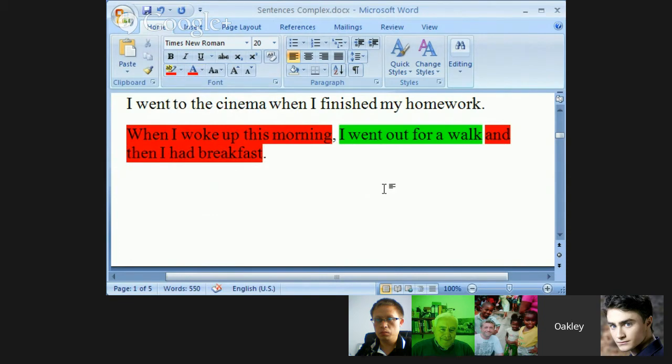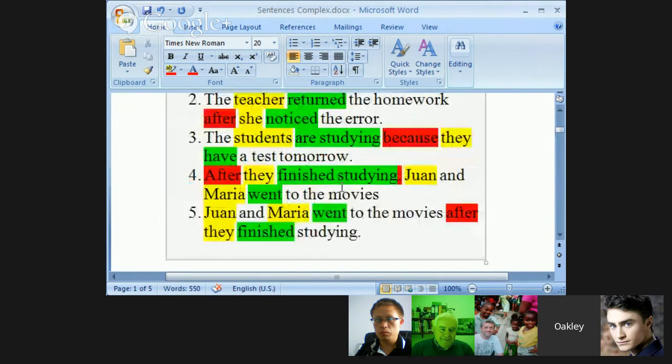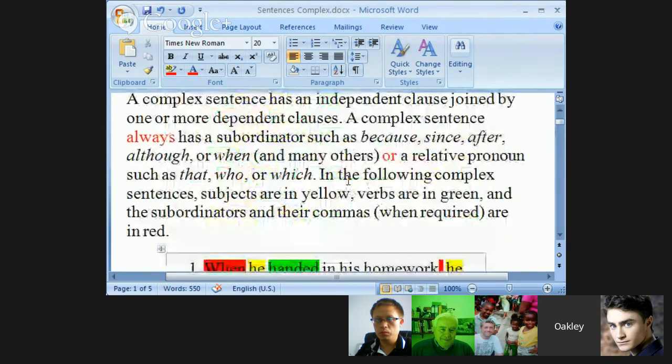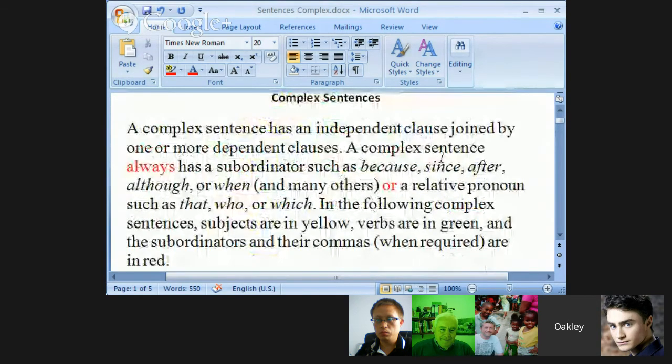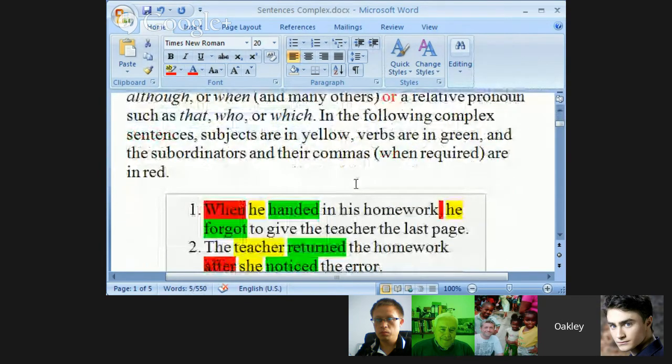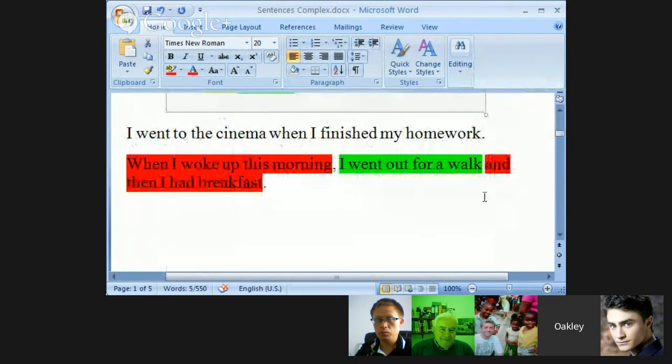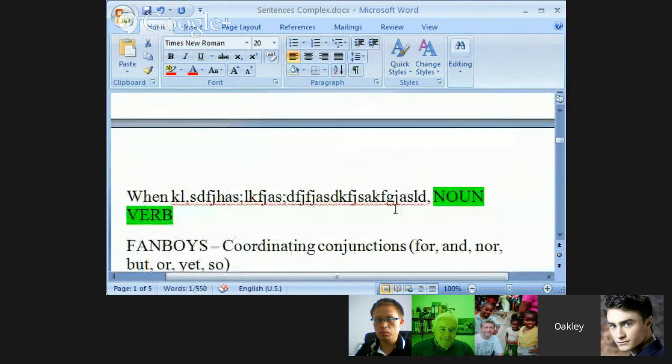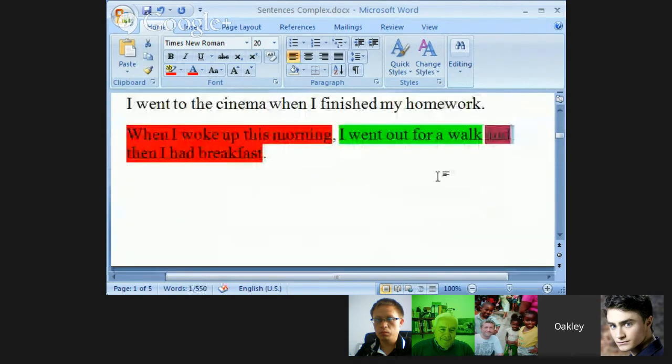So this is okay. Going back to our original definition, it has one independent clause joined by one or more, any number of dependent clauses. Okay, so this is okay. I took way too much time, but I just wanted to explain about the coordinating conjunctions.